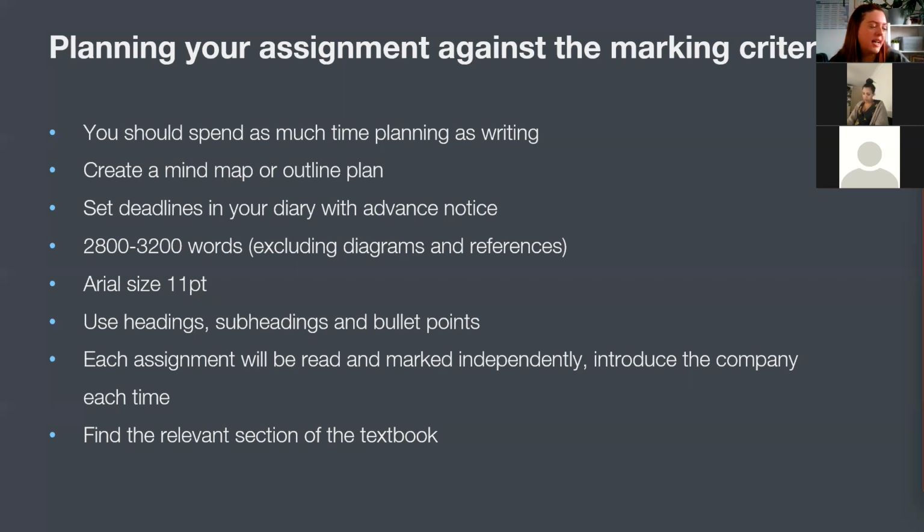And of course, use your textbook as much as you can. Pull out the information from there that's relevant to any scenarios.